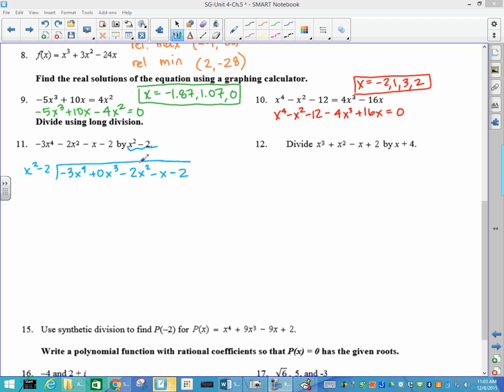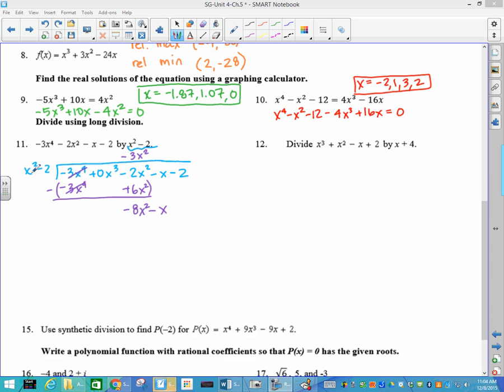So I'm checking 4, 3, 2, 1, 0. Okay, so x squared times what gives me negative 3x to the fourth, and that of course is negative 3x squared. So I want to multiply that, I get negative 3x to the fourth, and then negative 3x squared times negative 2 is positive 6x squared. And I put parentheses around it because I'm going to subtract. That's the same thing. Negative 2 minus 6 is negative 8x squared. And then I'm going to bring down my next term, so that's going to be minus x.